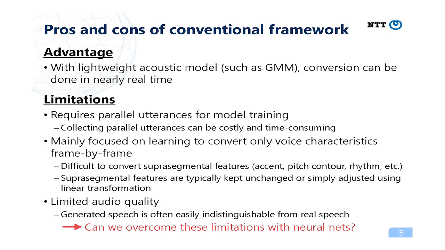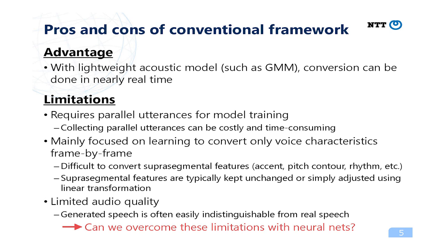Firstly, it requires parallel utterances for model training. However, collecting parallel utterances can be costly and time-consuming depending on the scenarios. Secondly, it is mainly focused on learning to convert only the voice characteristics frame by frame, so it is difficult to convert supra-segmental features such as accent, pitch contour, and rhythm. And typically, with the traditional frameworks, supra-segmental features are kept unchanged or simply adjusted using linear transformation. And thirdly, the audio quality can be severely limited, and the generated speech is often easily distinguishable from real speech.